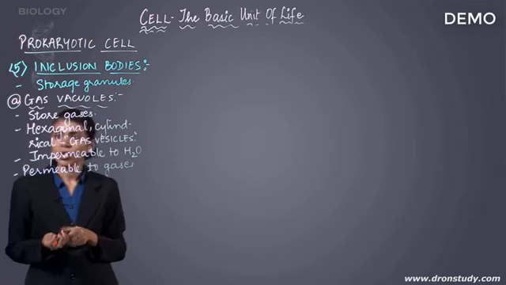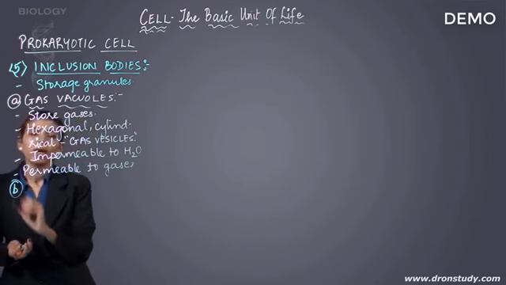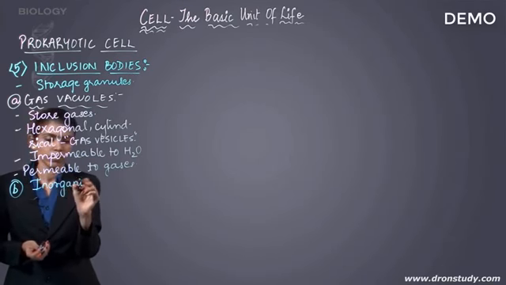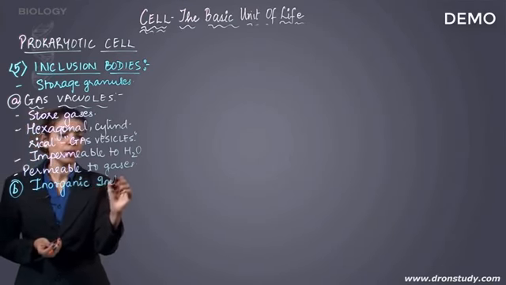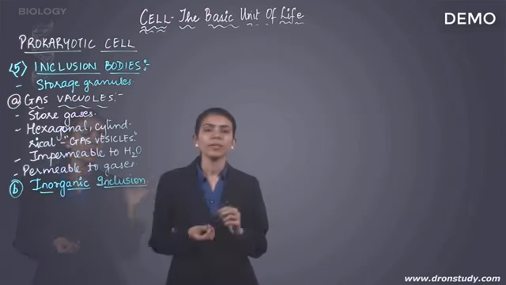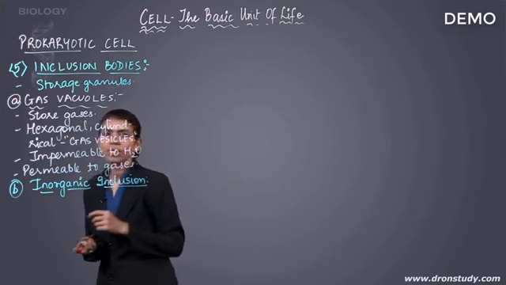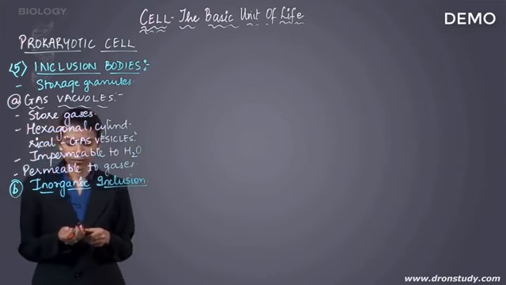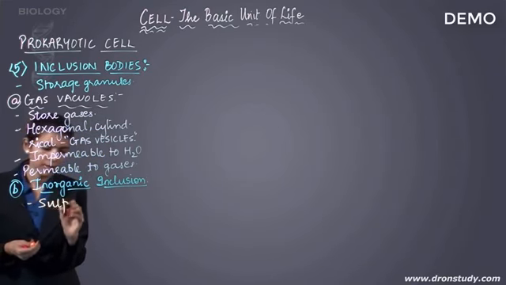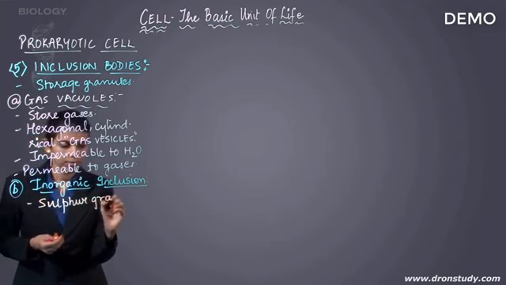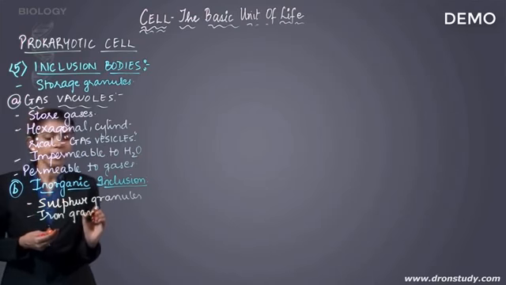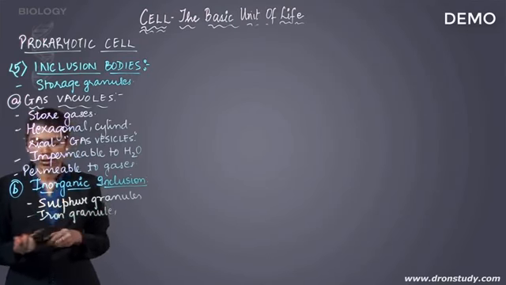Going on to the next one, which is the inorganic inclusion bodies. In inorganic inclusions, we have granules like those of sulfur, those of iron. So in inorganic, we have the sulfur granules, we have iron granules, and the third inclusion body is the organic inclusion bodies.